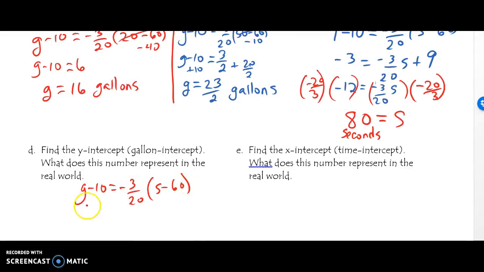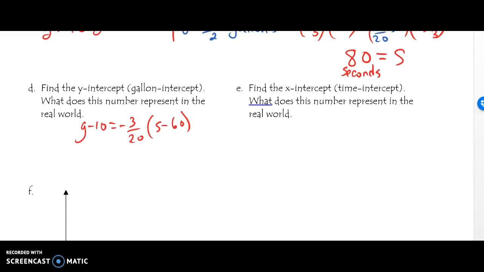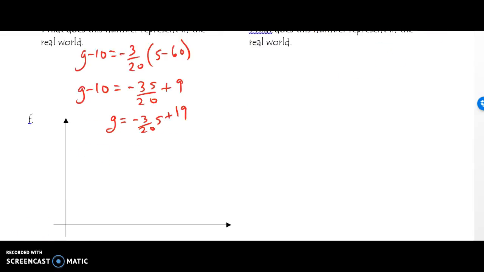So we'd end up with G minus 10. Okay, so we took this equation and solved for G, and we end up with G equals negative 3 over 20 S plus 19. So our y-intercept is 19. It would represent the beginning amount of water in the tub.